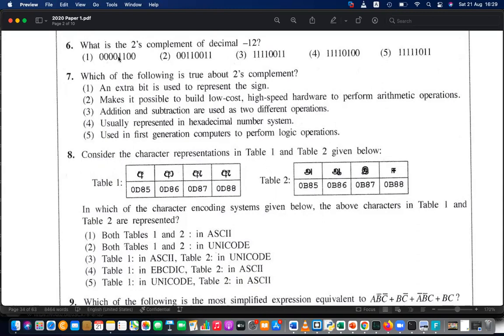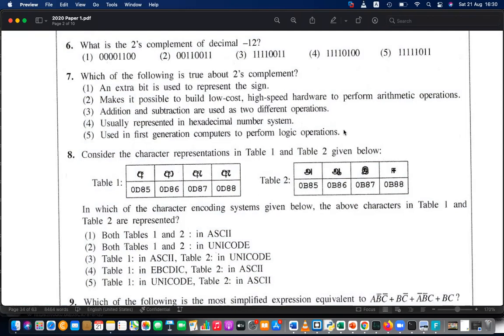So plus 12 will be 00001100, right? Then minus 12 will be the invert of that. That means 11110011. And you have to add 1, right? 11110011 plus 1 will be 11110100. That is 4. Yes, that is 4. Correct.